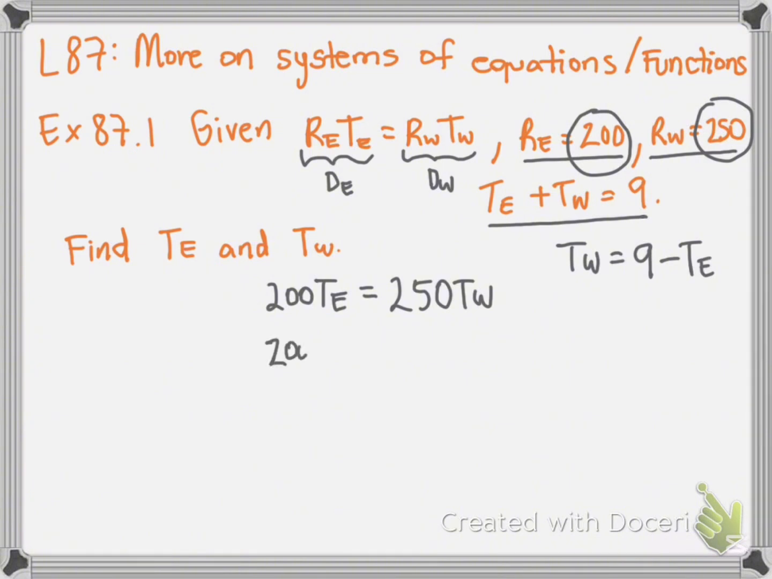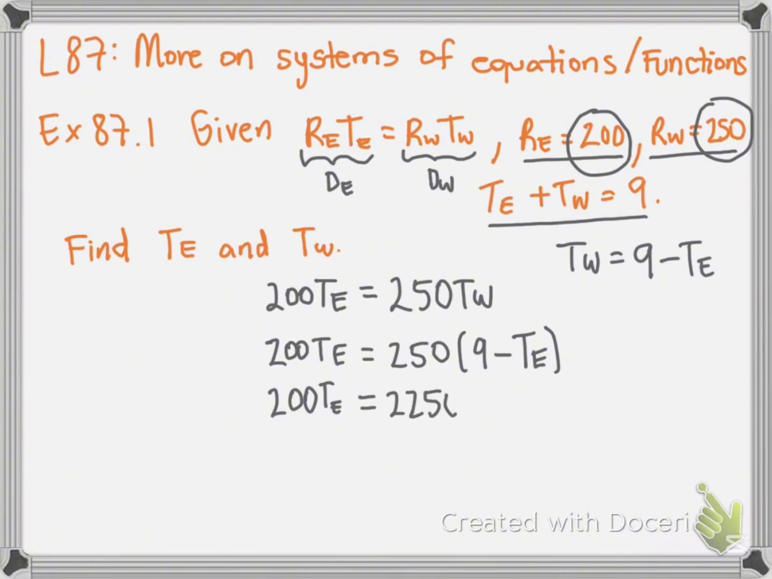Now we're ready to substitute in the main equation. So I'm going to leave the 200 TE, and then the 250 is going to multiply, remember, with a parenthesis because you're going to multiply times a binomial. So it's 250 times 9 minus TE, which is the value of TW. Now that we have the same variable on both sides, we can simplify this. We have 200 TE equals 250 times 9 is 2,250. And then 250 times negative TE is negative 250 TE.